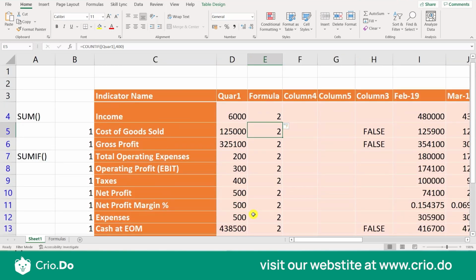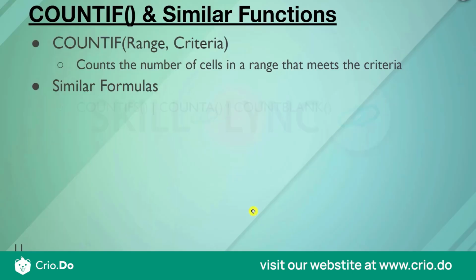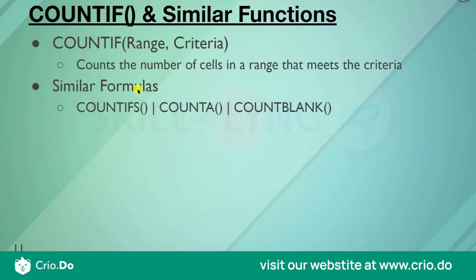Let's come back to the slide and have a look at some similar functions as well. Other similar functions are the COUNTIFS function. We covered SUMIFS as well, where we had multiple conditions for sum. Similarly, we have the COUNTIFS function, the COUNTA function, and the COUNTBLANK function. These functions are very useful in data analysis, and they are used frequently by users.